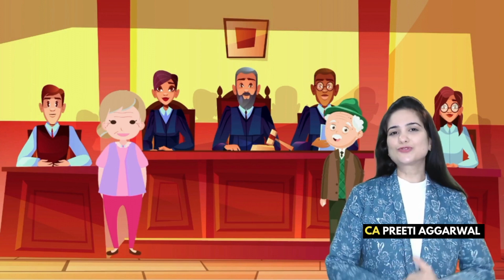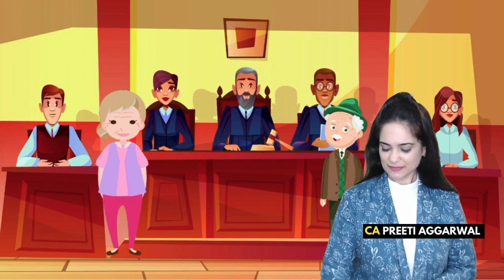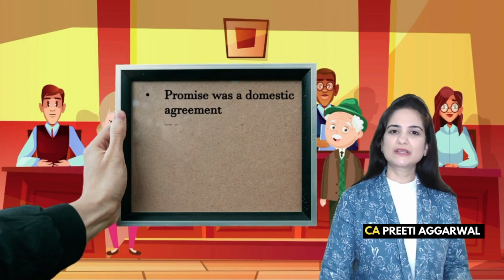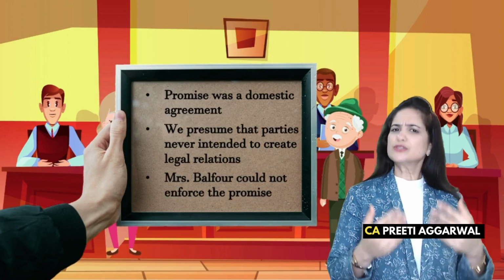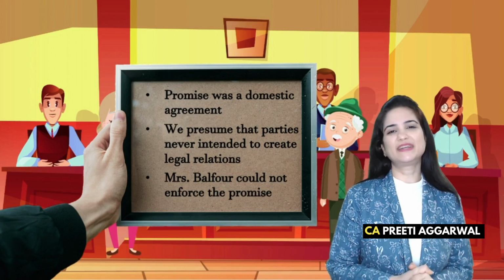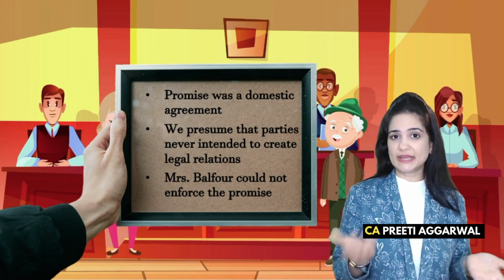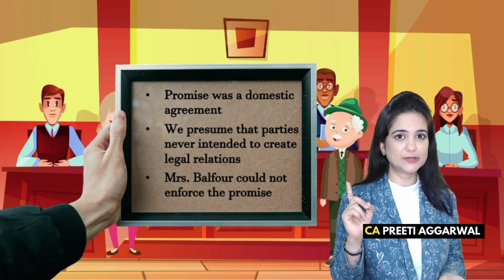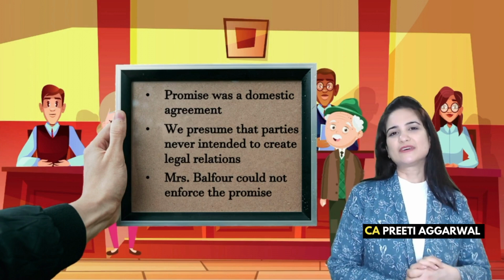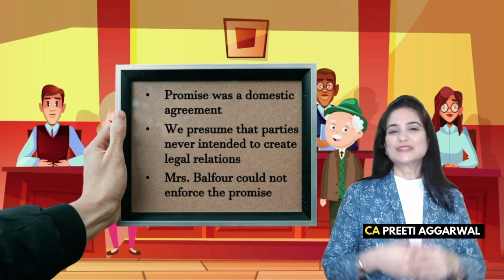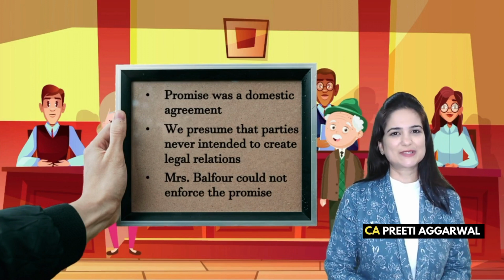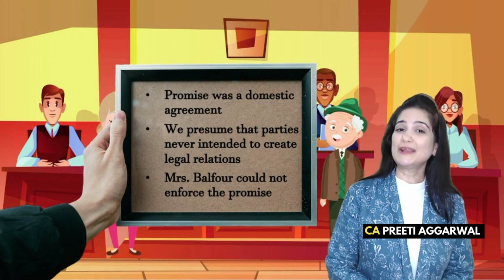Okay, let us go through the judgment of this case. The promise was a domestic agreement. It was when they were husband and wife. We presume that parties never intended to create legal relation. Was there any agreement that if you don't pay, I will file a case against you? No. So Mrs. Balfour could not enforce the contract. She lost the case.